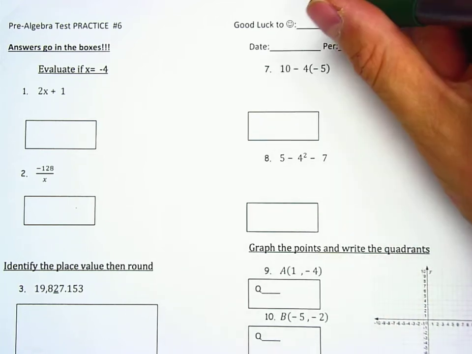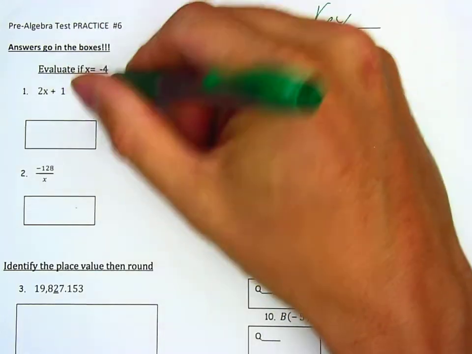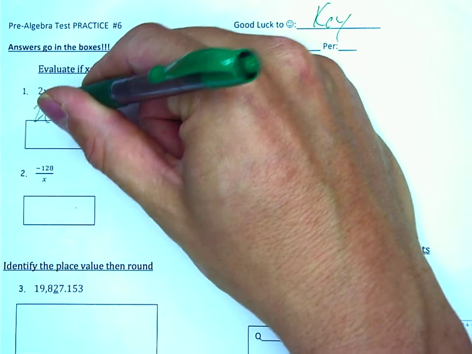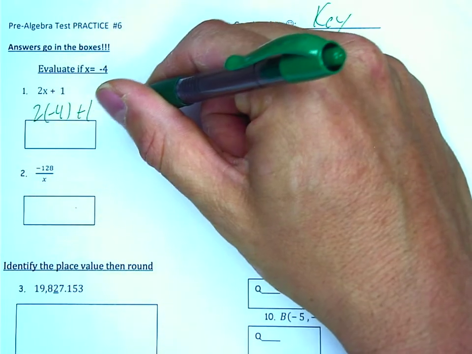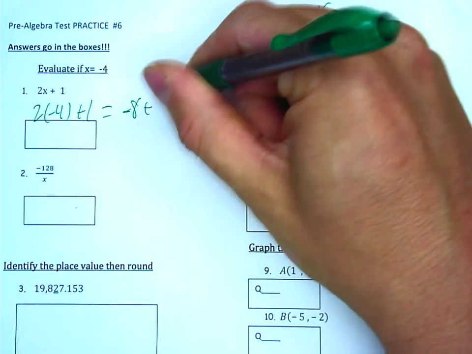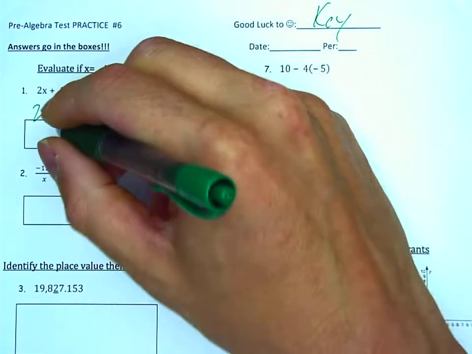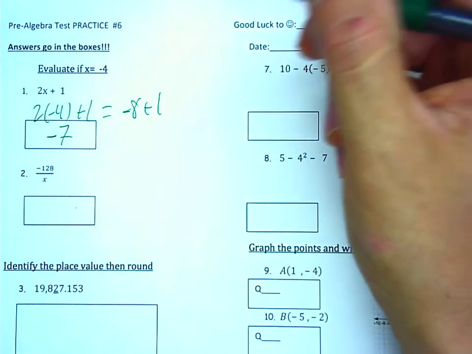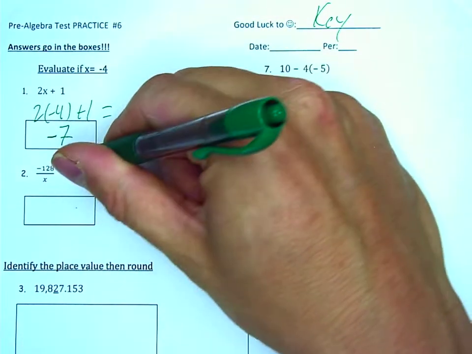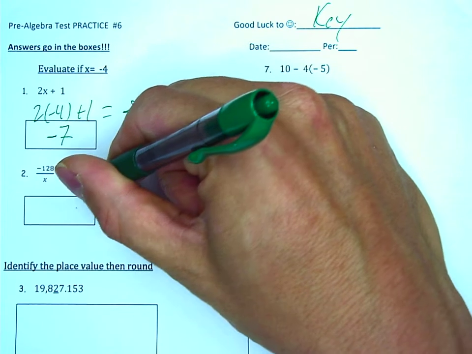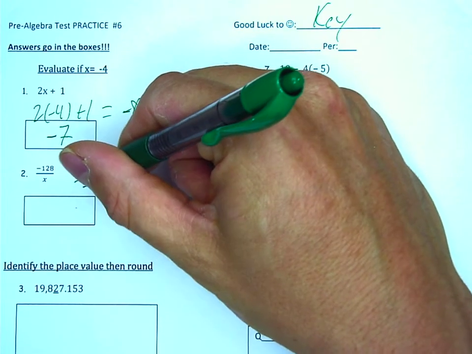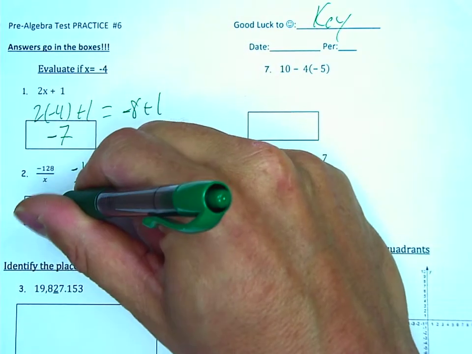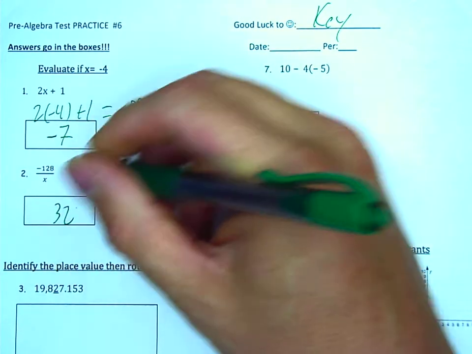Let's begin. Question 1. Replace x with -4. So this becomes 2 times -4 plus 1, which becomes -8 plus 1, because 2 times -4 is -8. And here we have opposite signs, so we subtract: -7. Question 2. Replace the x with -4 here as well. 12 divided by -4 is 3, and 8 divided by -4 is 2. This is 32. A negative over a negative is positive.